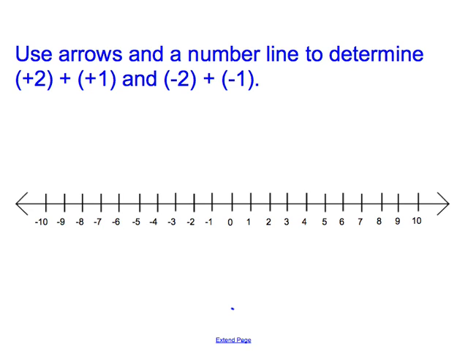All right, so let's first show on the number line the addition of positive 2 and positive 1. We know, every one of you knows, that 2 plus 1 is 3. But this is showing why that is.